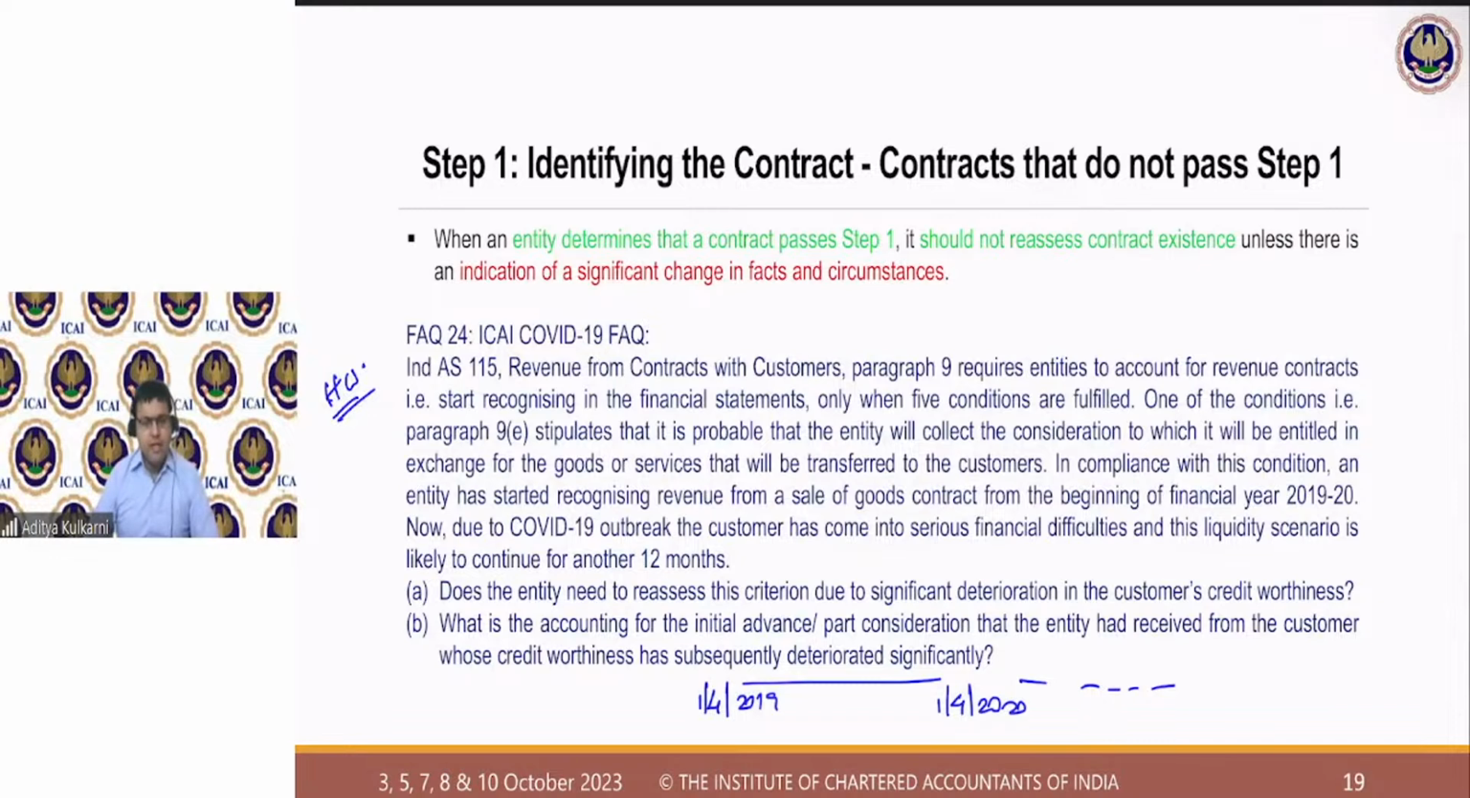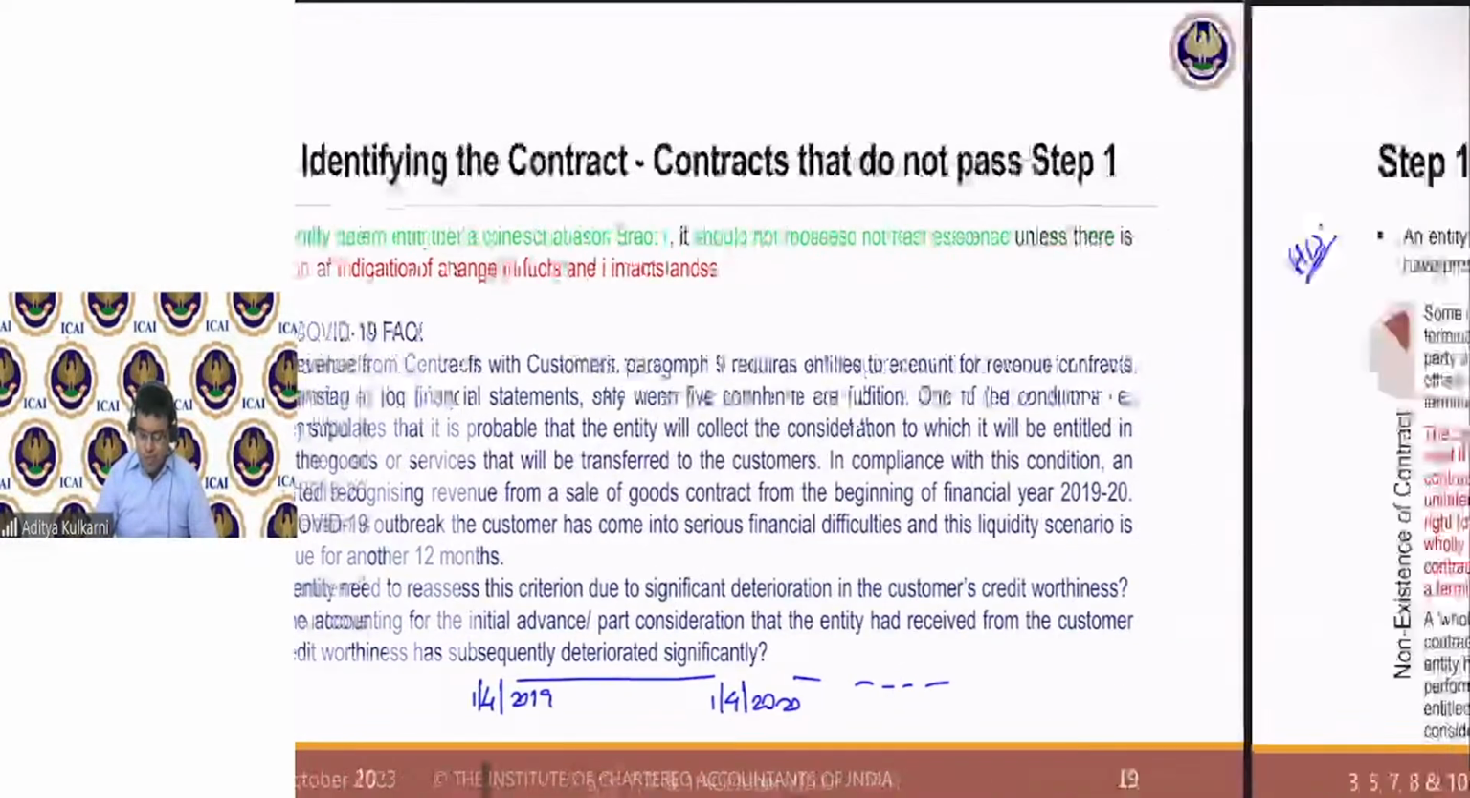So I hope this FAQ is also clear. On 1st April 19, you met the condition. The collectibility was there because the COVID-19 had not yet set in, so you could recognize the revenue. 1st April 2020, for example, COVID had set in, the financial stability of the customer was in doubt. So from 1st April 2020, any revenue pending to be recognized would not be recognized. And in respect of the revenue already recognized, probably the receivable would have been impaired. So you will have to do an impairment testing under Ind AS 109 and recognize a provision for bad debts accordingly.